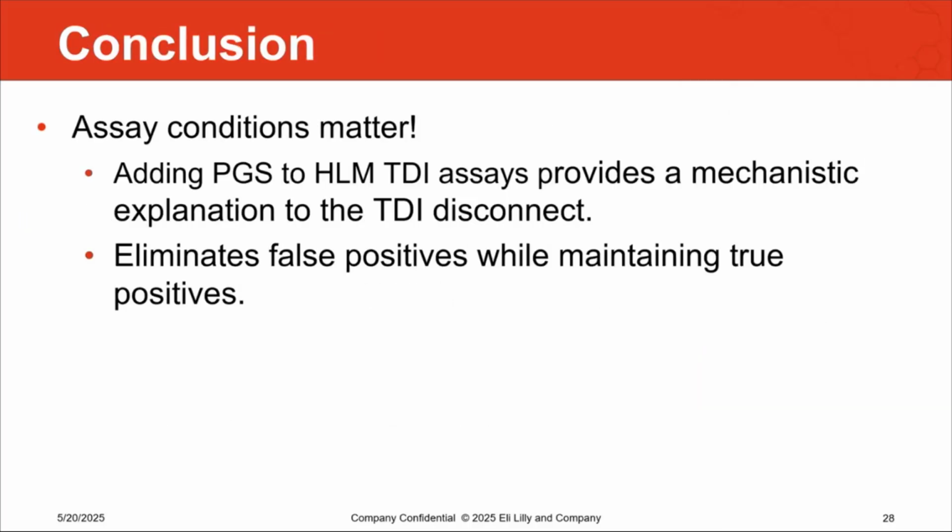So in conclusion, assay conditions matter. It's important to know what we're using when we start, what our starting points are when we do our modeling or our predictions. What we put in is very important, and what assumptions we make when we are generating this data is important. What I've hopefully demonstrated is that adding progesterone to human liver microsome time-dependent inhibition assays provides a mechanistic explanation for why we see that TDI disconnect: that the enzyme is in an artificial conformation that is lacking the interaction with its allosteric site, which progesterone now provides.